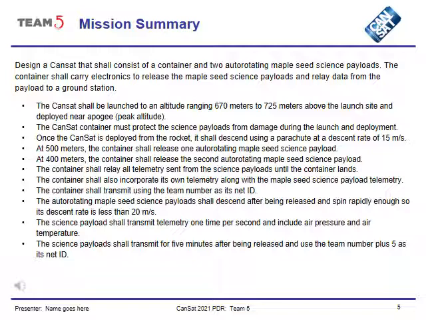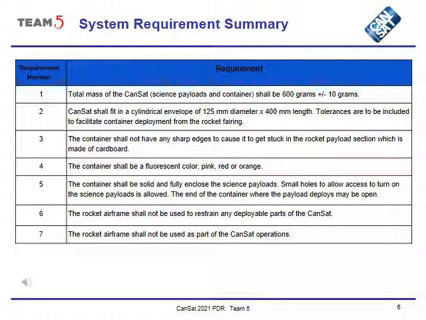The auto-rotating maple seed science payloads shall descend after being released and spin rapidly enough so its descent rate is less than 20 meters per second. The science payload shall transmit telemetry 1 time per second and include air pressure and air temperature. The science payloads shall transmit for 5 minutes after being released and use the team number plus 5 as its net ID number. Now let's review our system requirement summary.